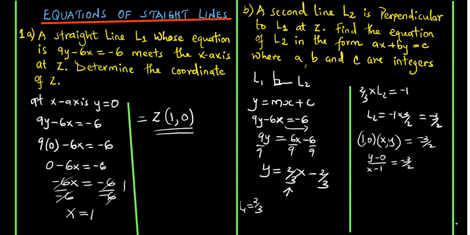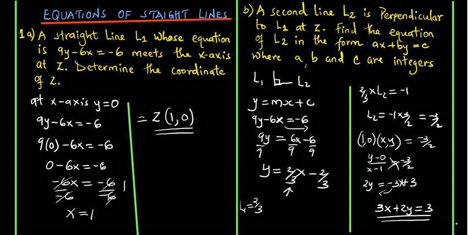We cross multiply. This becomes 2y minus 0 equals negative 3 times x minus 1, which gives negative 3x plus 3. We write the equation in the form ax plus by equals c. So we bring negative 3x to this side, and our answer will be positive 3x plus 2y equals 3. And that is the equation of line 2.